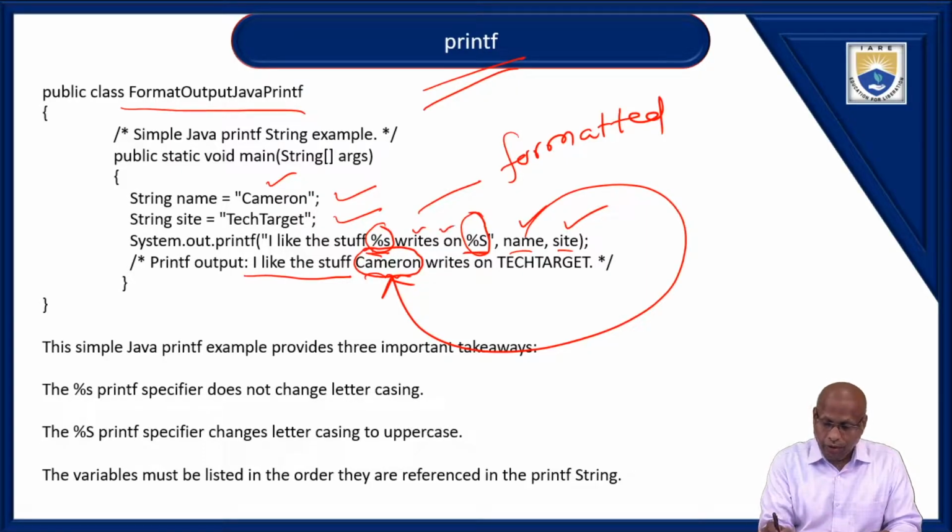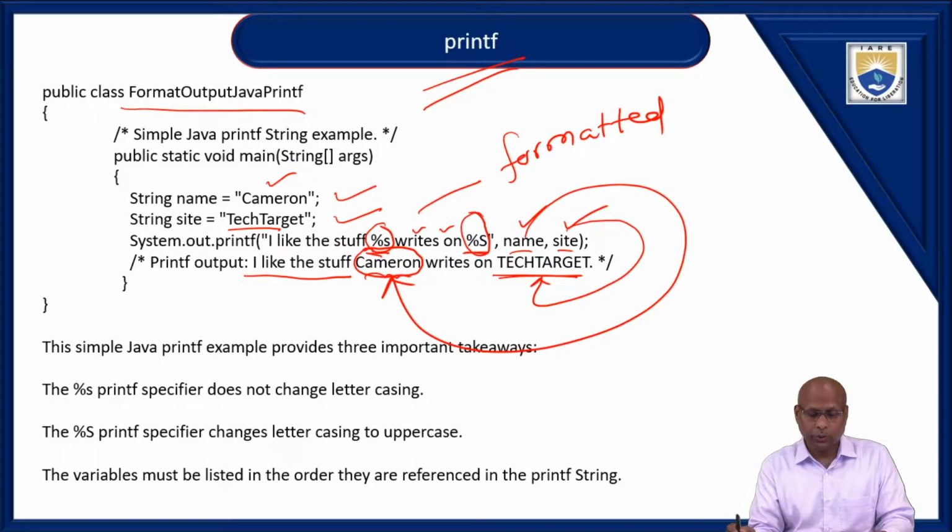Writes on, again %S uppercase. Uppercase means the site is actually TechTarget, that is displayed in uppercase, TECHTARGET. So this value is displayed here. So this is the way you will get the output.